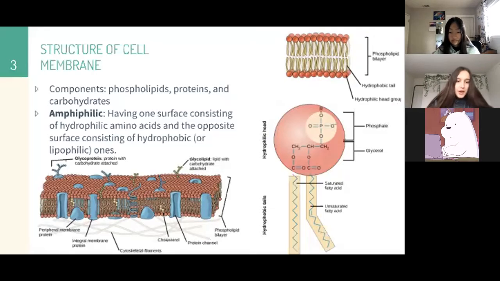And then it's also amphipathic, so that means it has one surface consisting of hydrophilic amino acids and the opposite surface consisting of hydrophobic ones, which is kind of what I just went over. And then the bottom right picture is a bigger picture of just one of the phospholipids, and then there's two like in the actual cell membrane.